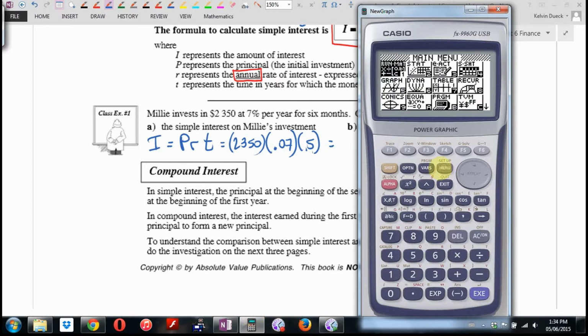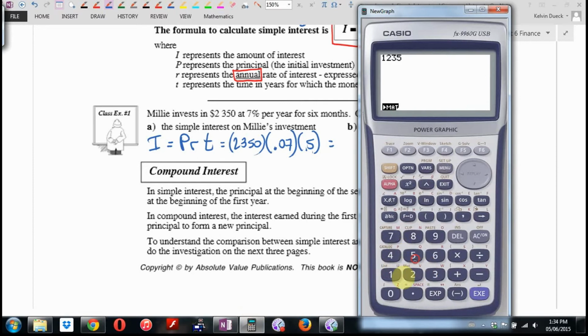Just a dumb trick. So it's going to be 2,350, clear that. 2,350 times 0.07 times 0.5 is $82.25.